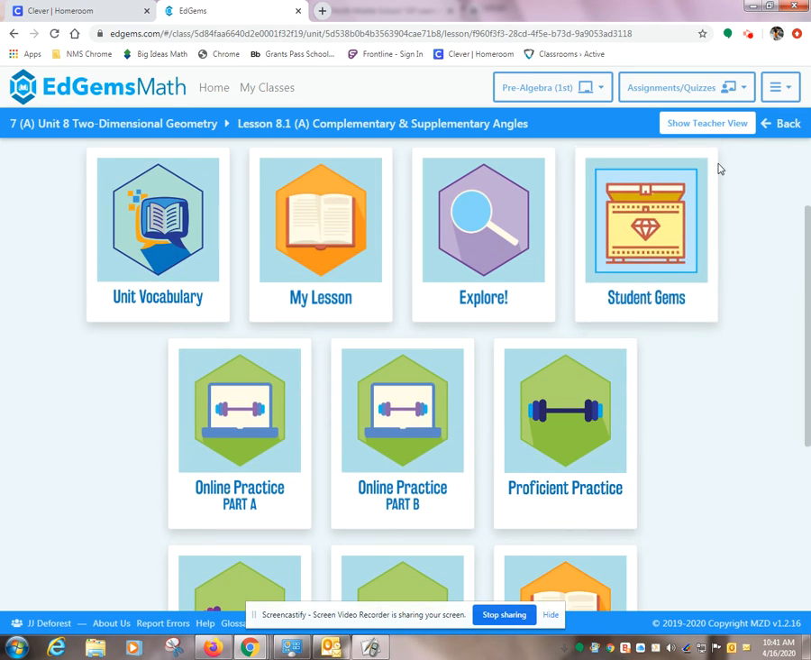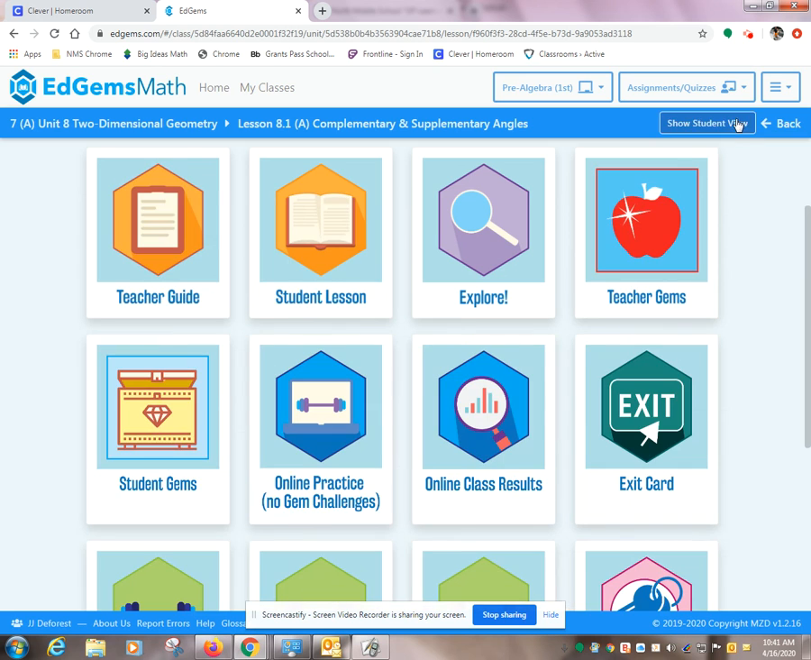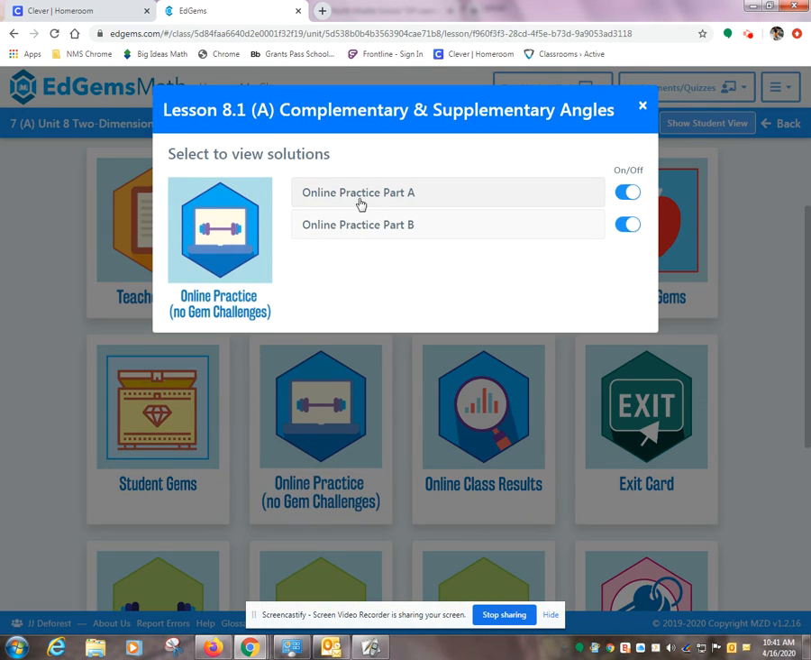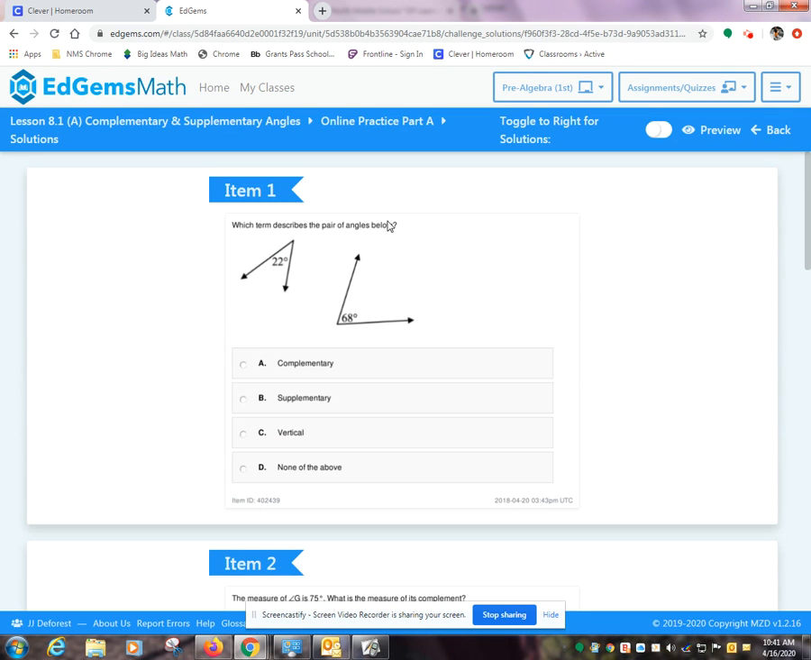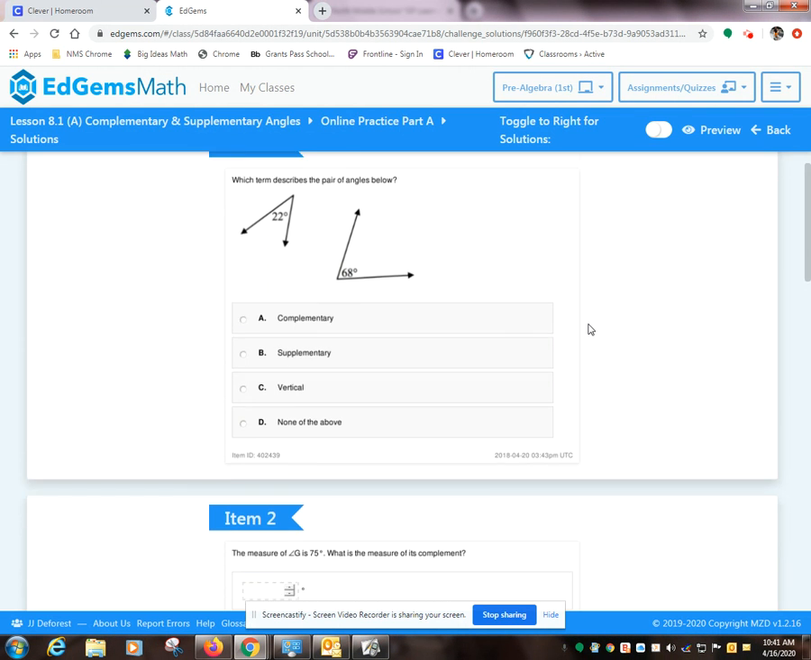So I'm going to quickly go over some hints for that online practice A. Let's open it up and see what you should see. Hopefully you've already done this. It's asking: if this number and that number were combined to make a pair of angles, is that complementary, supplementary, vertical, or none of the above? Remember, there are special angles like 90s and 180s. C comes before S, 90 comes before 180, just a hint there.